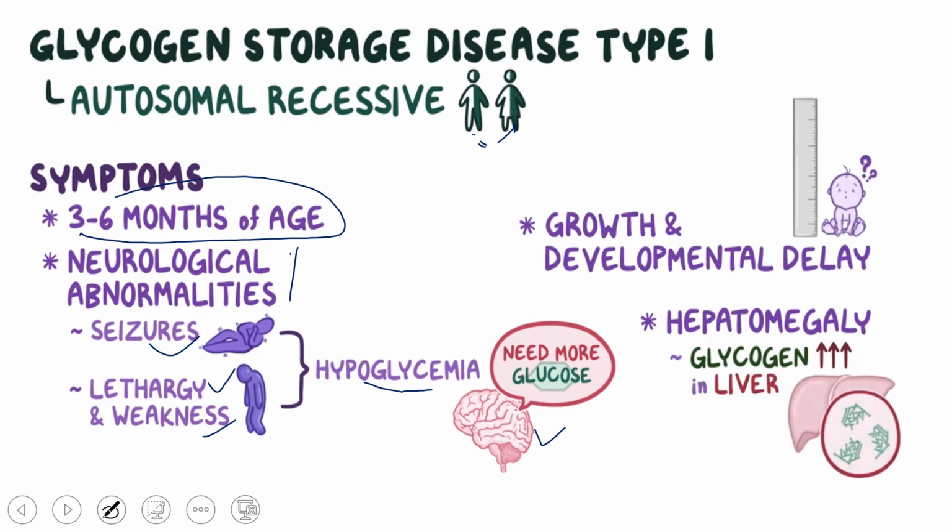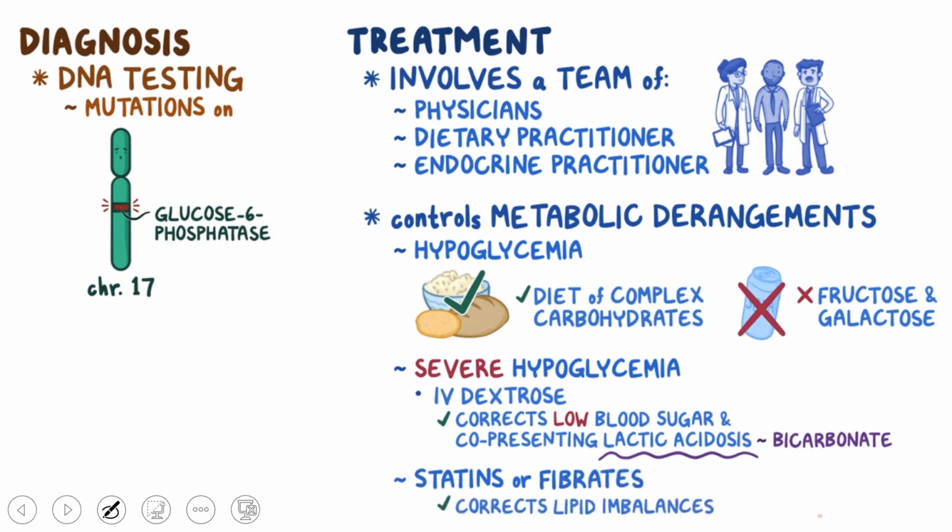I have told you we require more glucose for energy and for development also. Because we don't have so much glucose, growth is not going to happen and developmental delay will be there, and glucose 6 phosphate is going to be stored in the liver. So the liver size increases and causes hepatomegaly. Now, how will it be diagnosed? Because it is a genetic defect, it can be detected by DNA testing. We can find mutations on chromosome number 17 in the glucose 6 phosphatase gene.